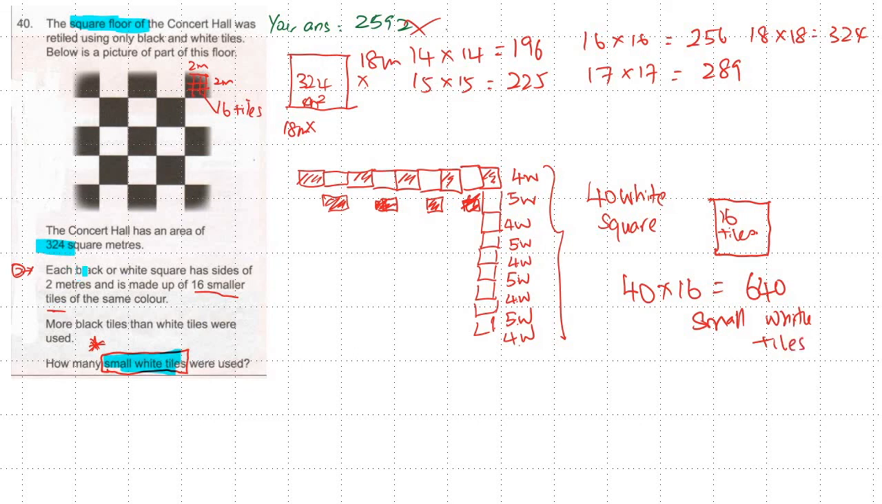It says each black and white square, so it is referring to a square here. And then after that it says it is made up of 16 smaller tiles. That means in this one square there are 16 smaller tiles. And the question is asking about small white tiles. It's not asking about squares. Note: the question is not asking about squares but tiles.